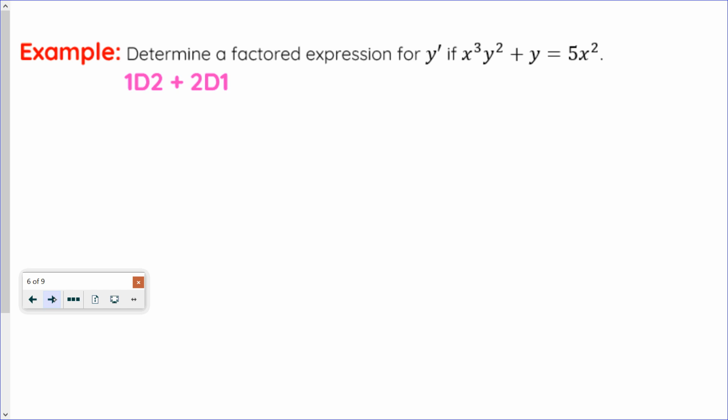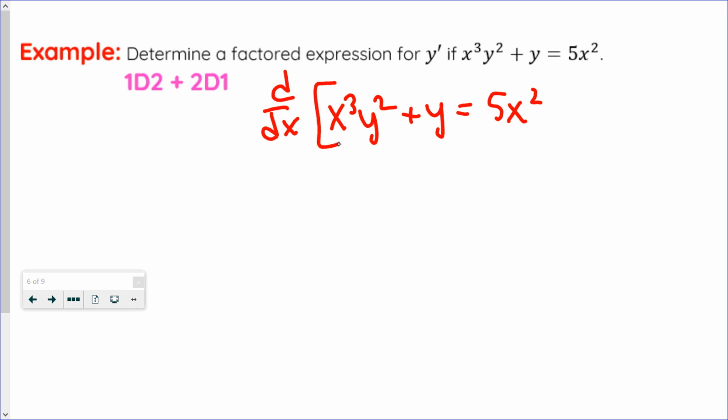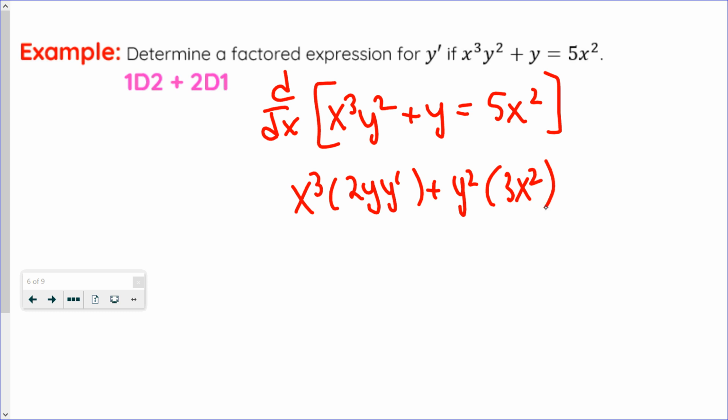Okay, in this example here, we're going to do it in general, so a factored expression for y prime. So same process, except we're not plugging in numbers. So we're doing it in general. So x cubed y squared plus y equals 5x squared. So I'm just going to leave it as it is because there's nothing for me to simplify. And just take the derivative of both sides with respect to x. So this is product rule here. So I'm going to do 1 d2, so the 2 comes down, times y prime, plus y squared d1, which is 3x squared. So that's 1d2 plus 2d1.